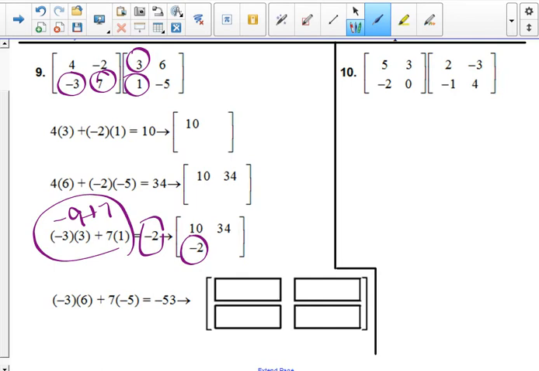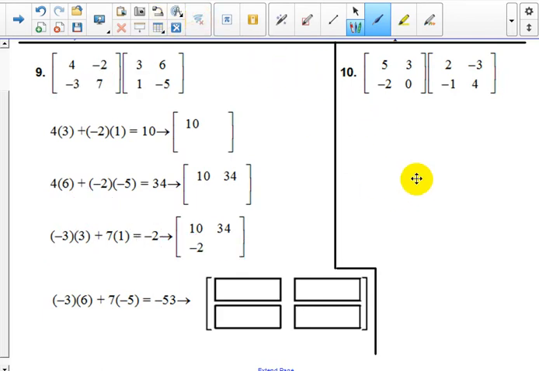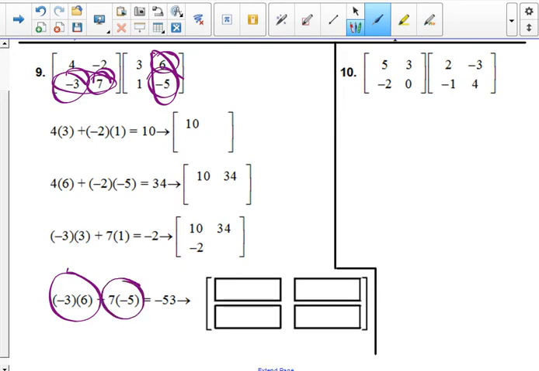And lastly, they leave the last one for us. But they wrote it for us. So what's it going to be? It's going to be this and this. So it's negative 3 times 6 plus 7 times negative 5. So that's going to be a negative 18 plus negative 35, which is negative 53.